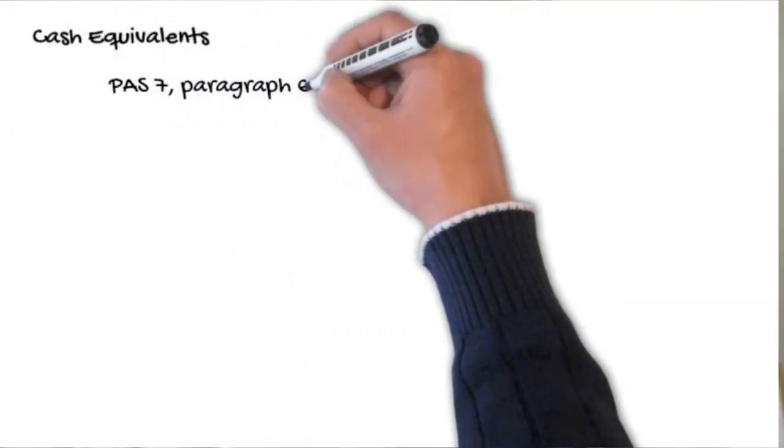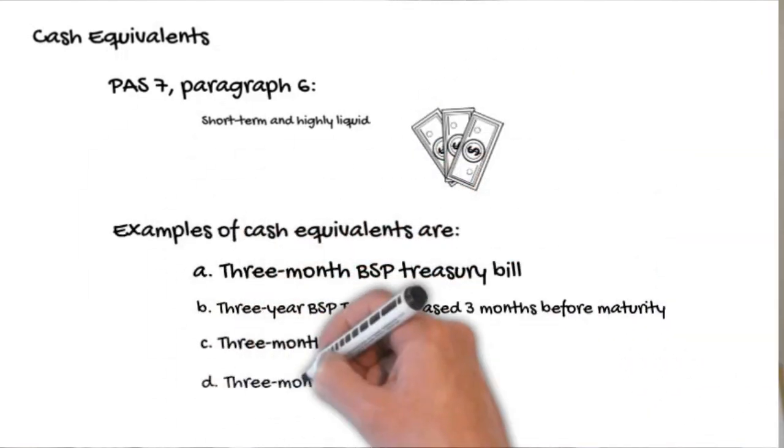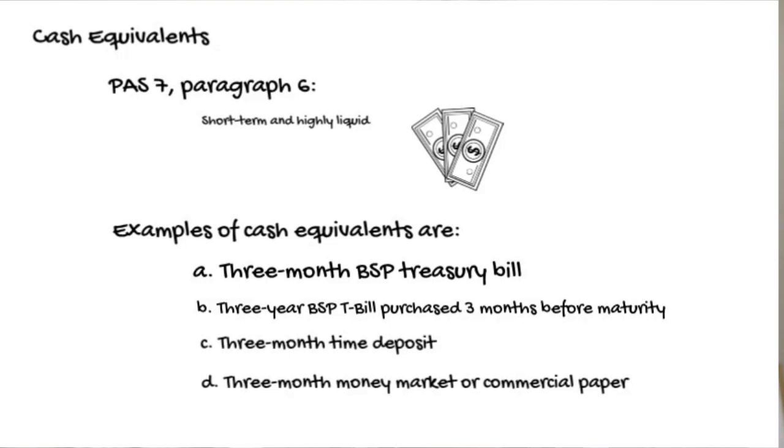Let's talk about cash equivalents. PAS number 7, paragraph 6 defines cash equivalents as short-term and highly liquid investments that are readily convertible into cash and so near their maturity that they present insignificant risk of changes in value because of changes in interest rates. The standard further states that only highly liquid investments that are acquired 3 months before the maturity can qualify as cash equivalents. So examples of this are 3-month BSP Treasury Bill, 3-year BSP Treasury Bill purchased 3 months before the maturity, 3-month time deposit, and 3-month money market instrument or commercial paper.